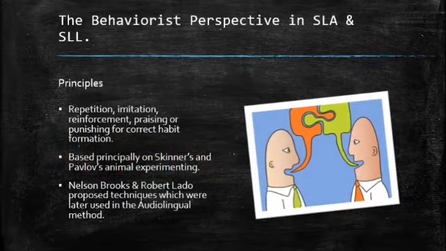The principles of the behaviorist perspective in second language acquisition and second language learning are repetition, imitation, reinforcement, praising or punishing for correct habit formation, and are based principally on Skinner's and Pavlov's animal experimenting. Both believe that all behaviors are based on stimulus and conditioning to produce an outcome. Furthermore, Nelson Brooks and Robert Lado proposed techniques which were later used in the audiolingual method.